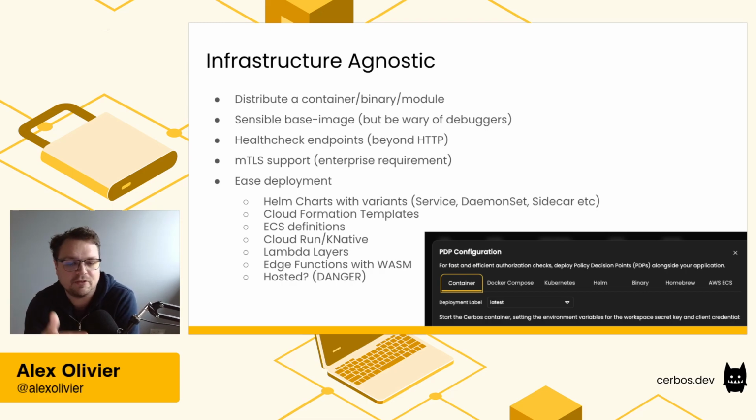Looking at other environments, so things like CloudFormation templates, ECS definitions, Cloud Run Knative definitions. If your service is capable of running ephemerally and statelessly, how do you run it inside of Lambda or these other serverless function type environments? What about edge functions? What about environments where you just want to run a WASM module and not have to worry about actually running a full fat service? How do you support those?